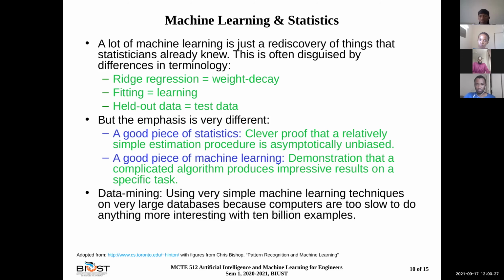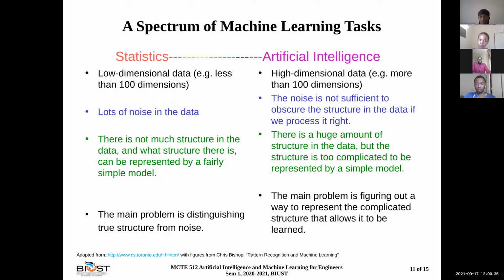Okay, so now I'll just leave you to read through this one. Now we say there's a spectrum of machine learning and tasks. This is the last one, and then afterwards we'll take a break for 5 minutes.